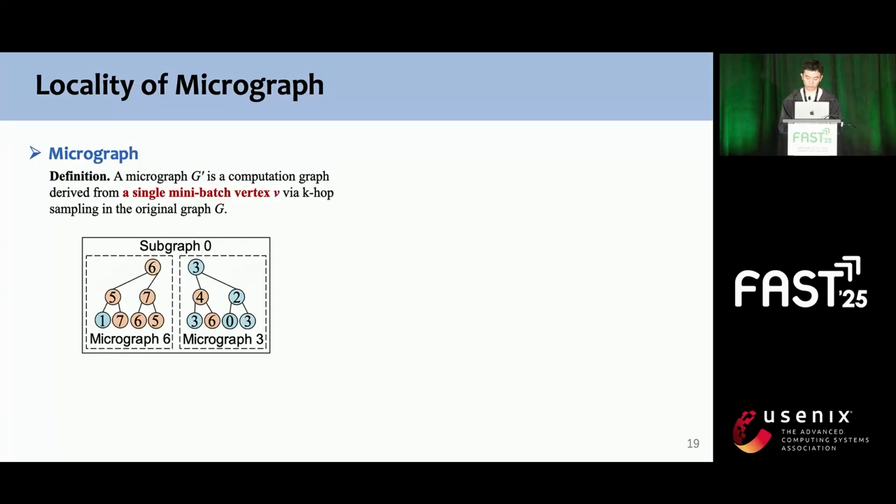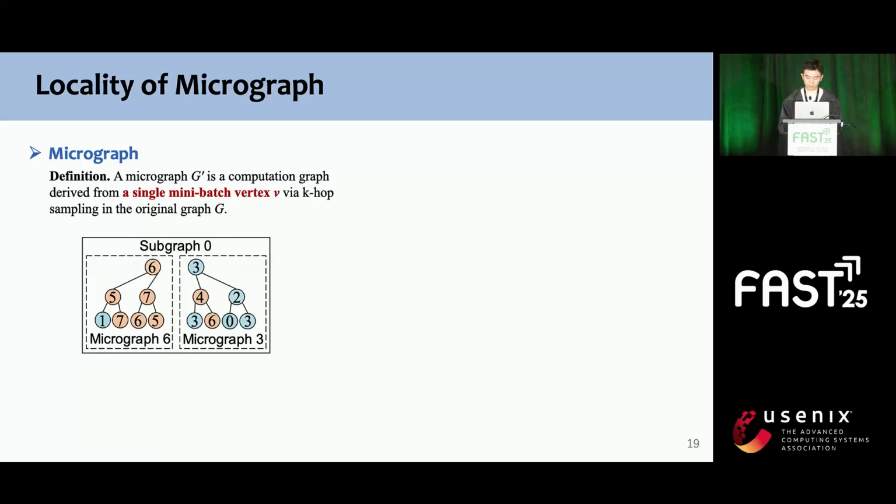First, we noticed that when the sampled subgraph is divided into smaller subgraphs, data locality can be improved. Specifically, we first define the micrograph as a special subgraph with only one root vertex. For example, subgraph 0, sampled from mini-batch 6 and 3, comprises micrograph 6 and micrograph 3.